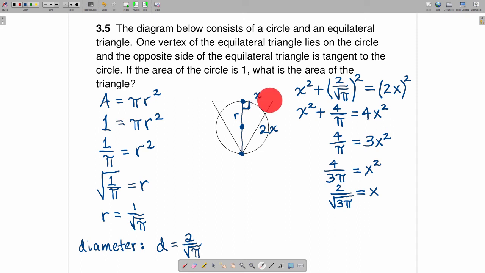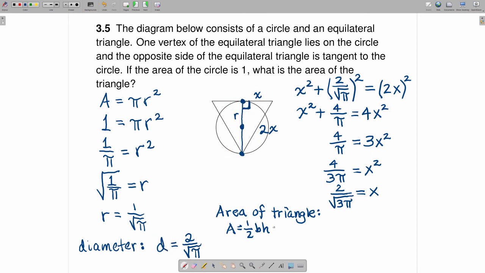And the last step is, how do we figure out the area of the triangle? So that'll be over here. The area of the triangle, that will be A is equal to 1/2 base times height. Now, unfortunately, this triangle is upside down, but you can see the base of it here is going to be that much, which will be our 2x, and the height will be this distance right here, which is our diameter.